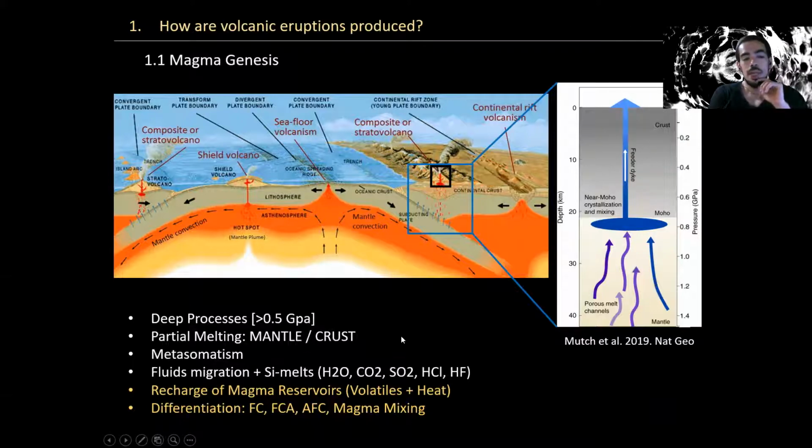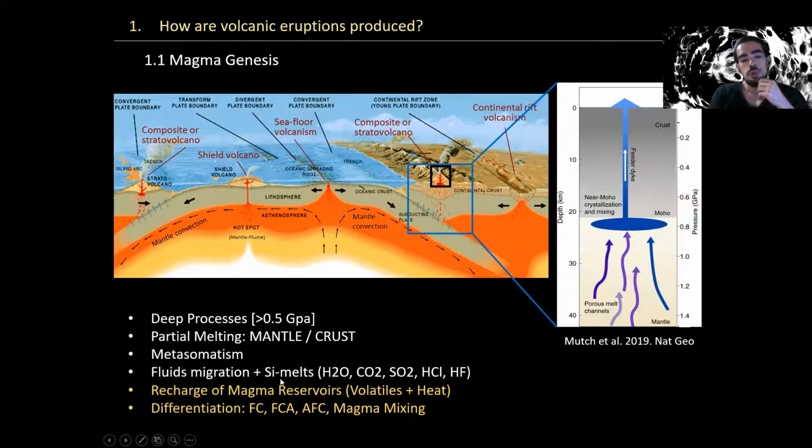And magmas form mainly through partial melting of either the mantle or the lower crust. Normally, there is also a process called metasomatism, in which partial melting of magma involves also transport of fluids from some other areas. And these fluids could be water, could be a different set of volatiles which go together with the silicate melts, and they are transported up to the surface, producing volcanic eruptions.